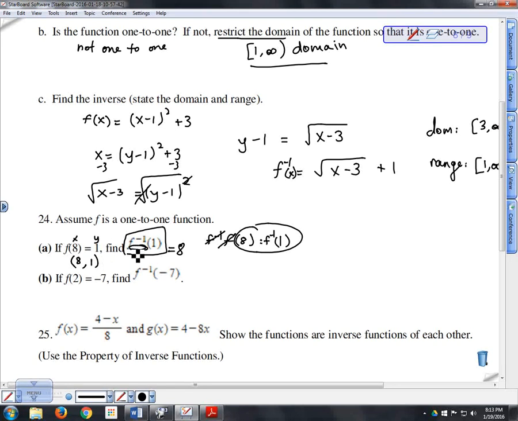They're asking us in the inverse what's going to happen. Well, in the inverse, you switch the place of x and y, so we have the point 1, 8. So if the x value is 1, the y value is going to be 8. Similar argument here. If we have the point 2, negative 7 in the original function, then in the inverse function we're going to have the point negative 7, 2. So the inverse of f of negative 7 is equal to 2.